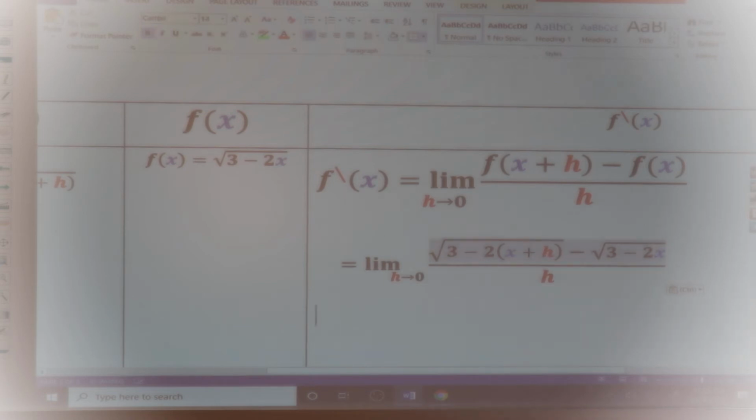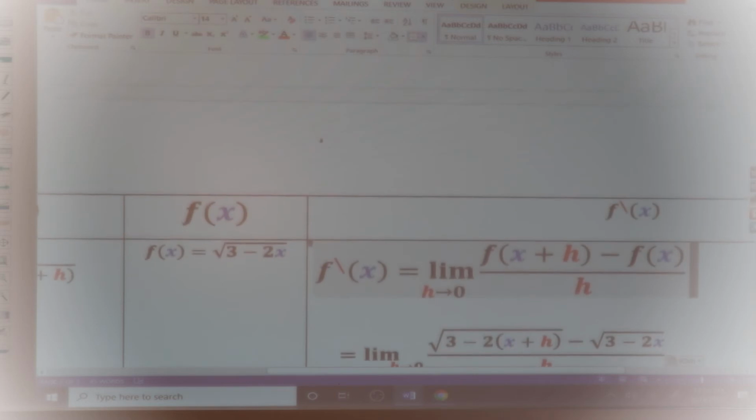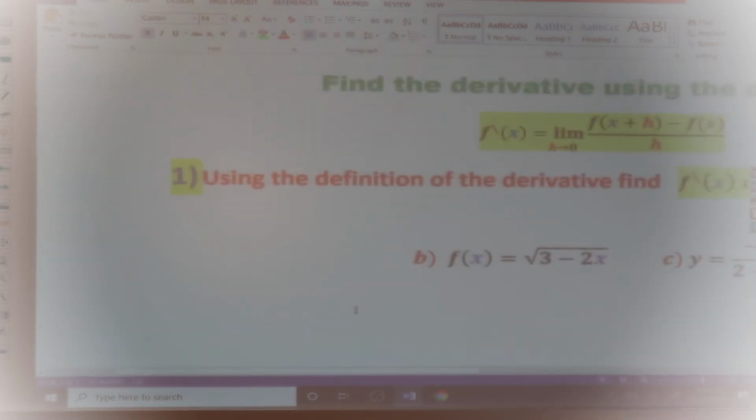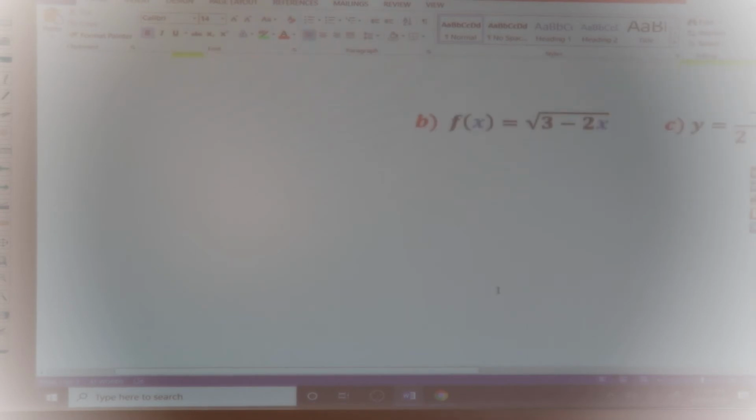Now here, what I have to do is remember, from algebra, pre-calculus, a concept called the conjugate. Multiply by what? The conjugate. Something called the conjugate.